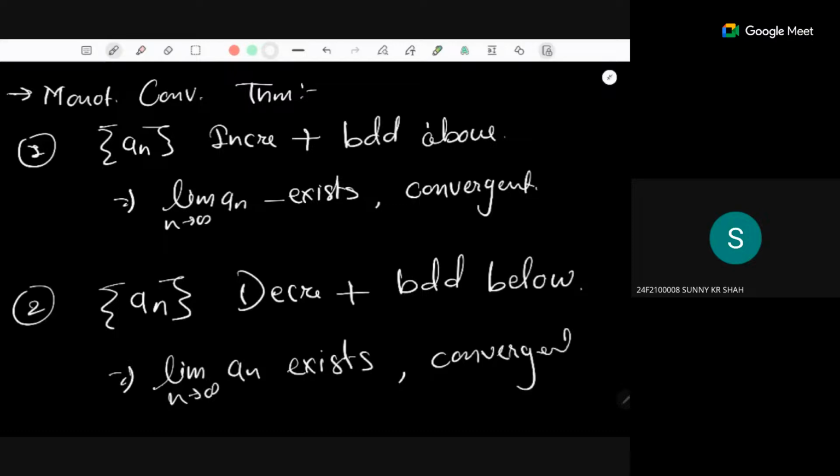So that means we need to combine two properties of a sequence, either increasing plus bounded above or decreasing plus bounded below. If we have these two properties, then we can say that the sequence is a convergent sequence. Okay. So one well-known example is this: suppose we have a_n equal to the square root of 3 a_(n-1) plus 1... and a0 is equal to 3.